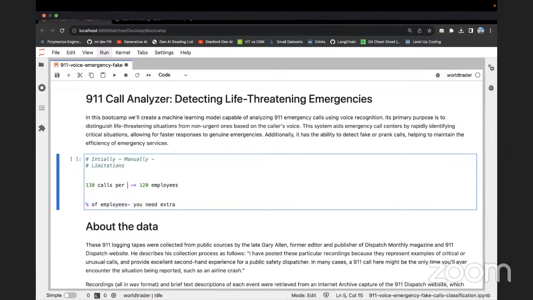Now, this could be calls per day. This could be calls simultaneously. If 130 calls are coming simultaneously, you obviously need more than 130 members picking up or receiving those calls. Is that clear, everyone? Yes or no?